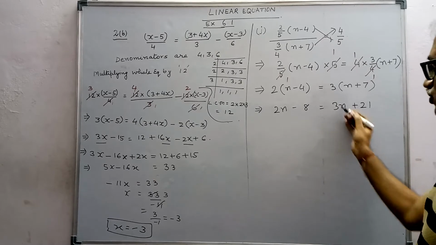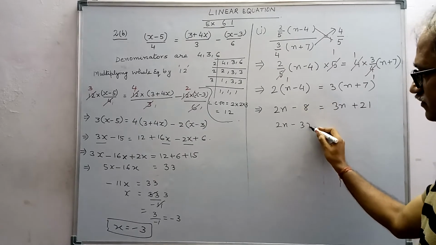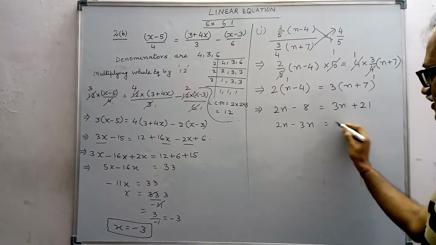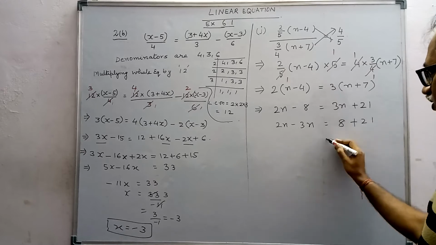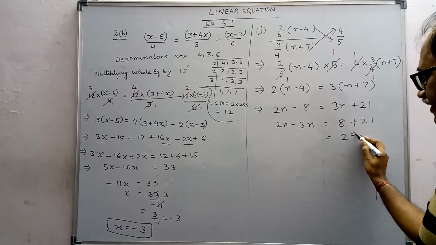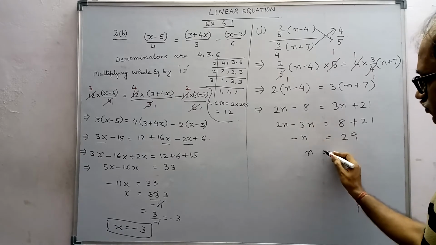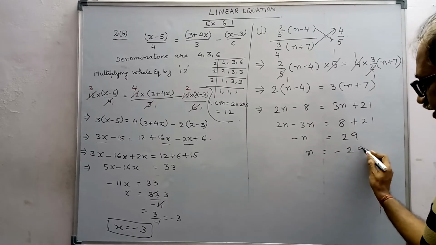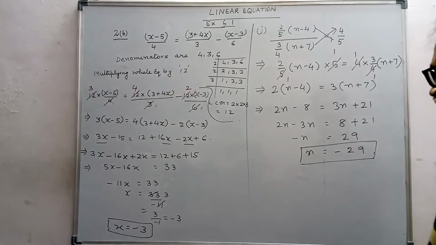So here you transpose 3n that side, so this gives you 2n minus 3n, minus 8, transpose that side, so minus 8 will become plus 8, plus 21. 28 plus 1 will give you 29, and this side you are getting minus n. So minus n is equal to 29. Multiplying both sides with minus 1, as a result you get n is equal to minus 29. These two questions, okay?